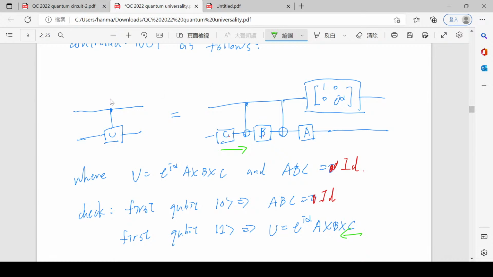Anyway, if it is 1, then those controls give you X here. Then you have this A X B X C here. And 1 will also hit this e to the i alpha. It seems like it's on the upper qubit, but it really is a global phase, so it's the same as on the lower qubit. And what happened is you apply this U on the second qubit. So that's how we do control unitary.